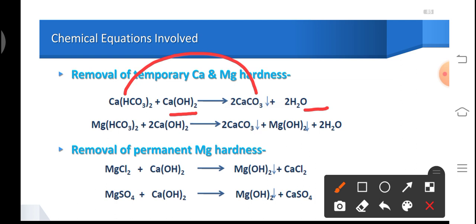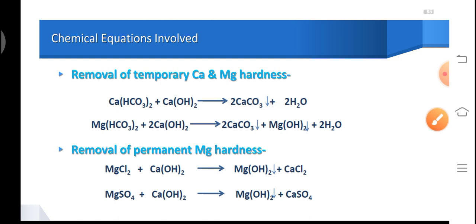In the second equation, we have taken a temporary salt of magnesium. We know that magnesium is precipitated out in the form of hydroxide. So we need to convert this magnesium bicarbonate into its hydroxide. For doing so, we are going to treat it with lime. First we add one molecule of lime. After adding one molecule of lime, we will get 2 molecules of calcium carbonate and 1 molecule of magnesium hydroxide. For balancing these 2 molecules of calcium carbonate, we need to add 2 molecules of lime.